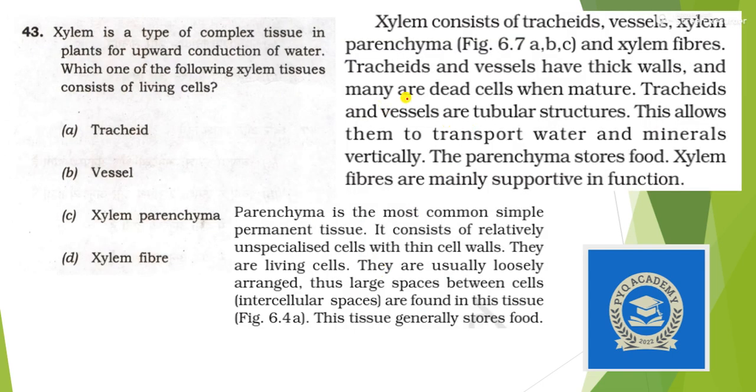Next, xylem is a type of complex tissue in plants for upward conduction of water. Which one of the following xylem tissues consists of living cells? In one paragraph only you will find the answer: xylem has 4 parts: tracheids, vessels, xylem parenchyma and xylem fibers, in which tracheids and vessels have thick walls and are mainly dead. So just remove these two options, tracheids and vessels are dead. Then xylem fibers have mainly a supportive function, so they are also hard tissues and also dead. Then we are left with xylem parenchyma. If you know the definition of parenchyma, it is a permanent tissue, and they are living cells, so xylem parenchyma will be the appropriate answer.